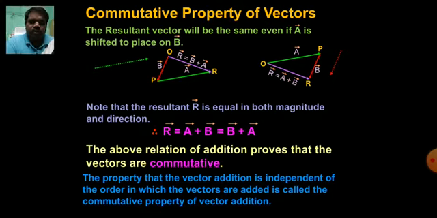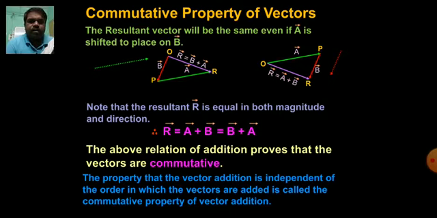On the other hand, we can say that vector R is equal to vector B plus vector A. So vector A plus vector B is equal to vector B plus vector A. That's what I want to show you, the commutative property of vectors.